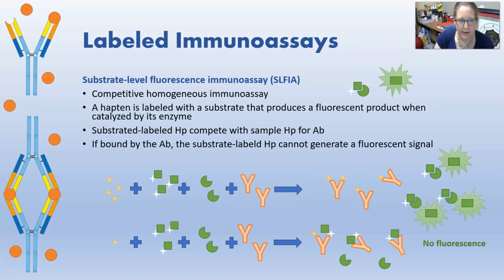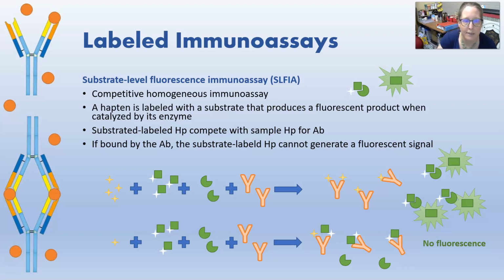Then you have substrate level fluorescence immunoassay, SLFIA. It is a competitive homogeneous immunoassay. This one uses haptens. Haptens are small antigens that have to be bound to something in order for the reaction to happen. A hapten is labeled with a substrate that produces a fluorescent product when catalyzed by its enzyme. So you have here represented a little hapten, the substrate, and its enzyme. The enzyme catalyzes, makes a product, and then the product emits the signal, which here is going to be fluorescence.